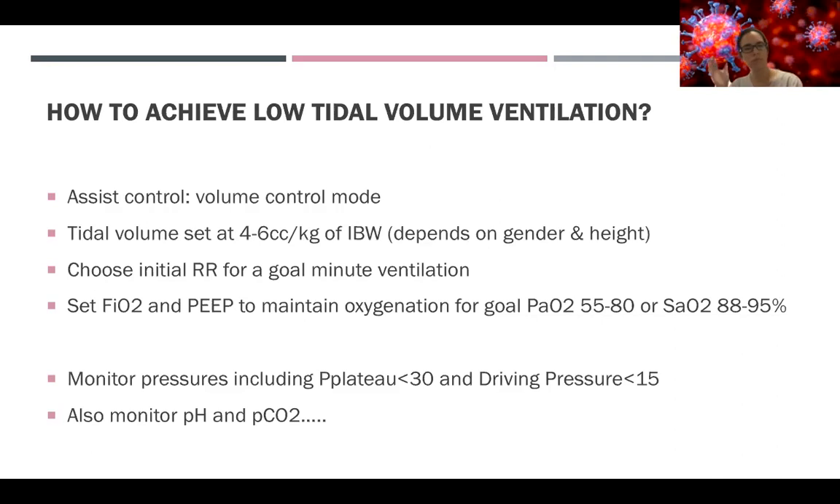And then you can set an FiO2 and PEEP to maintain oxygenation for these goals. Your goal PaO2 should be between 55 and 80. Or if you don't have an arterial blood gas, you can also go by the oxygen saturation, so that PaO2 would convert to about an oxygen saturation of 80 to 95. And then let's take a look at what you monitor.